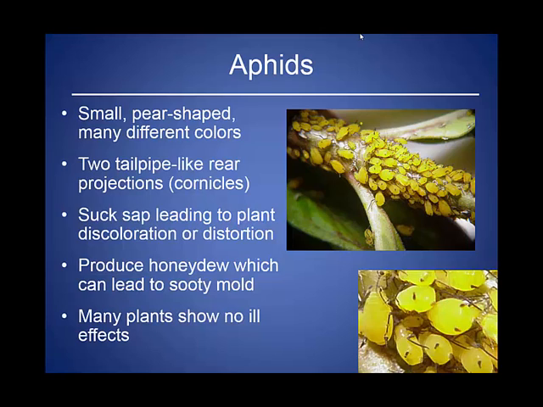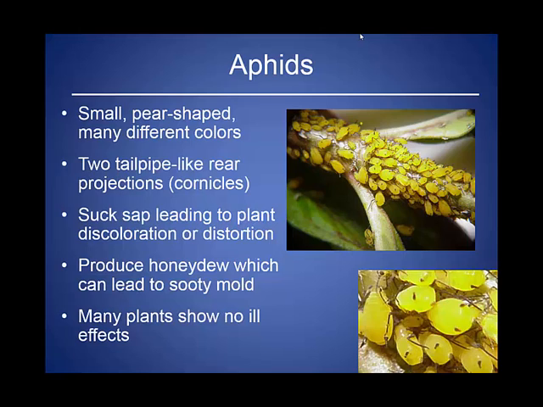And then mold will sometimes grow on the honeydew that's produced by the insects. So you can have sooty mold on a plant. It'll be like black sooty mold, just like the name describes. And people will think, well, what's going on? How can I treat this mold? When actually they need to be treating probably the aphid that's causing it rather than the mold itself. And like I said, many plants, you can have aphid problems and you won't show any ill effects.